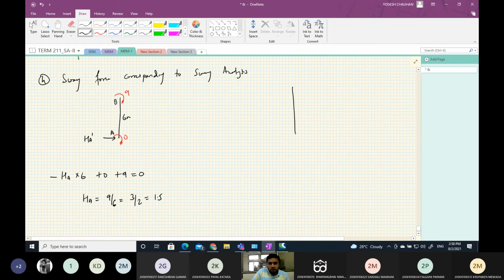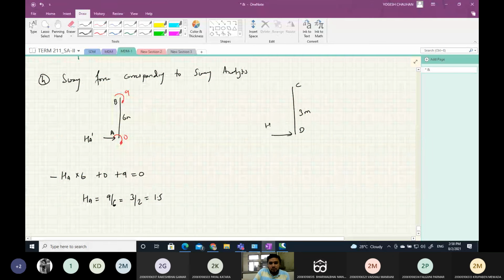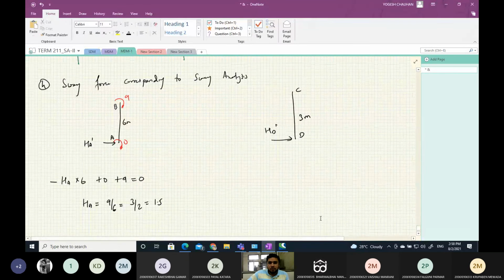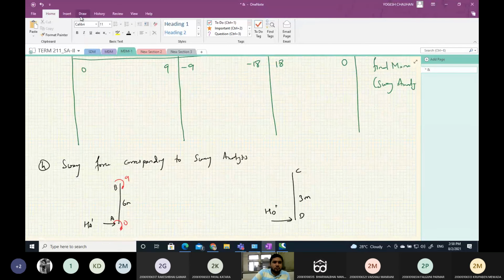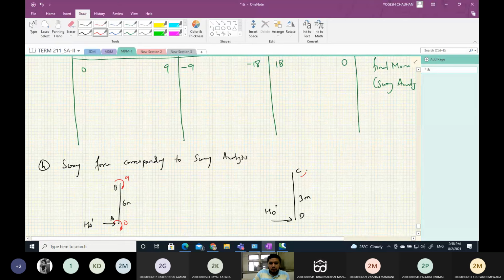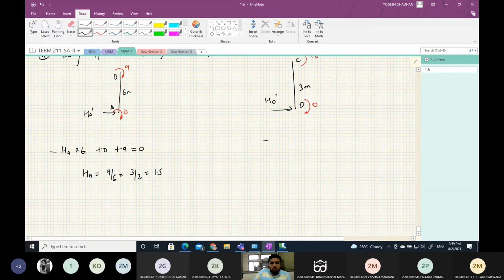And similarly on CD, this is 3 meter, let this be HD dash. The moment here is 18 anti-clockwise and the moment here is 0. So minus HD into 3 plus 0 minus 18 equals 0. This implies HD equals minus 6 kilonewton.